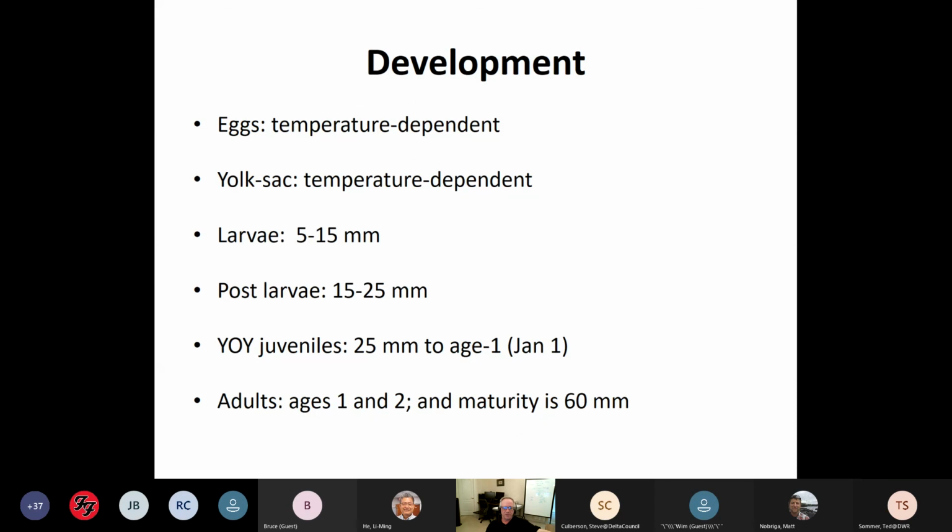So what happens? You have a female, they release eggs, they develop where the female released them, and it's temperature dependent. Then they hatch into yolk sac, which is also temperature dependent, and they also die at the same time. They become larvae in exogenous feeding, and at 15 millimeters they become post-larvae. At 25 millimeters they become juveniles. And then at age 1, January 1, they become adults.